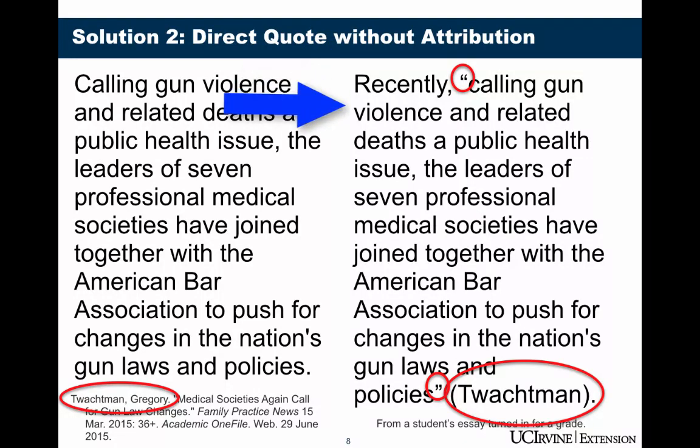The student still put quotation marks around all of the part that is borrowed from the original source. But instead of using attribution, that means instead of introducing the author in the sentence, the student put the in-text citation at the end of the sentence. And notice here it's in parentheses and it goes before the period. This is also a correct way to give credit to the other source. So here the student is not plagiarizing either.